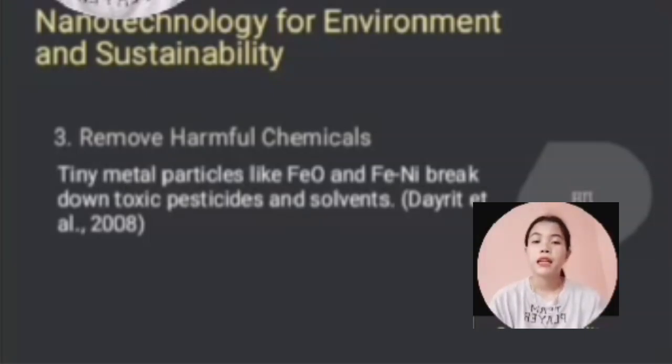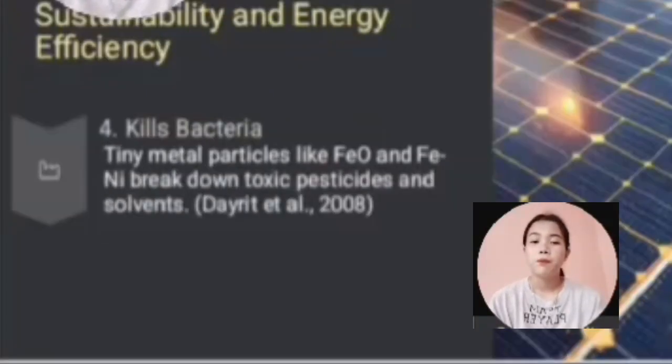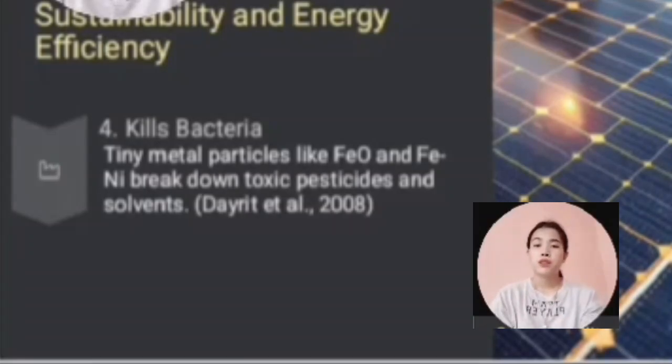And the fourth is killing bacteria. Silver nanoparticles can kill bacteria very well. Their power depends on their size and shape.